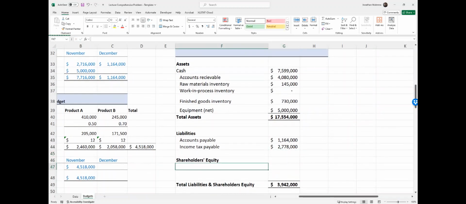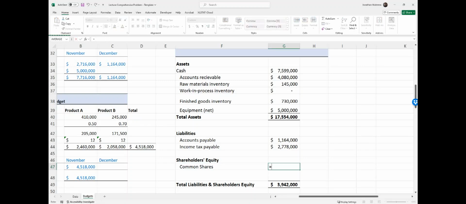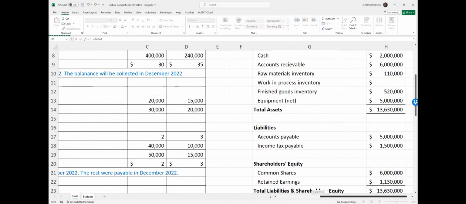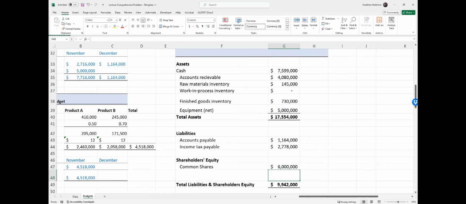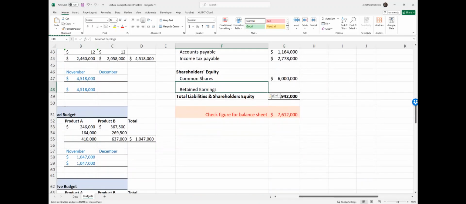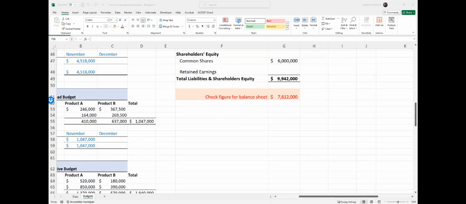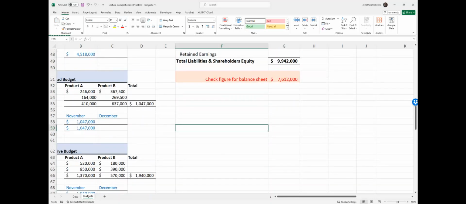And then we'd have our shareholders' equity, right? Common shares. Our common shares didn't change. We didn't make any changes to common shares. So we'll go and grab our common shares from the last balance sheet, 6 million. And then our retained earnings. So for that, what I would do is prepare the statement of retained earnings. That's what I would do. So I will come and prepare the statement of retained earnings.